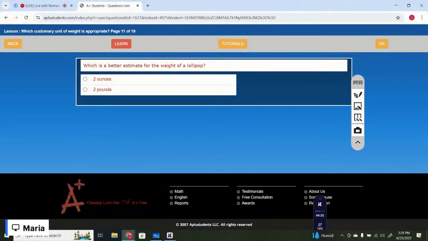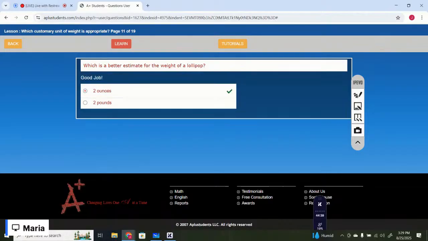Which is a better estimate for the weight of a lollipop? It would be 2 ounces. Option number one is the correct option.